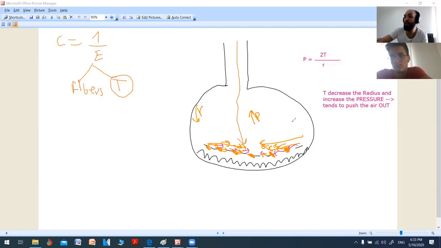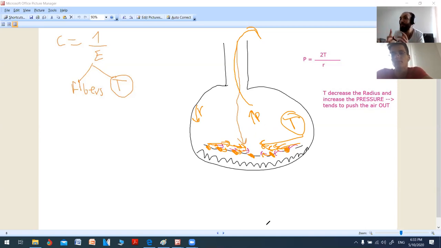Decrease. So the surface tension tends to what? Decrease the radius and increase the pressure. There is a problem if I increase the pressure. Yes, the air will go out. What will happen to the alveoli? It collapses. Collapse.